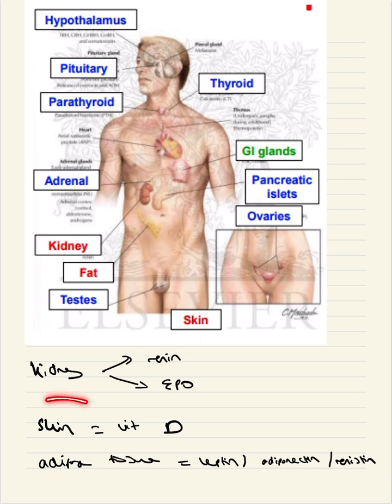Skin is also endocrine because it is involved in vitamin D, and vitamin D, when it gets activated, it becomes calcitriol, which is also a hormone. So you have to think about skin. Your adipose tissue also secretes leptin, adiponectin, resistin. Your ovaries, your GI glands. We're going to see all of these later, but this is just a nice recap table.